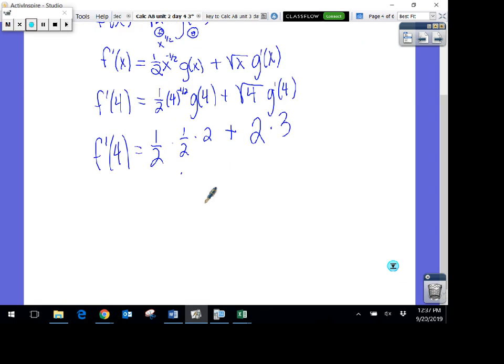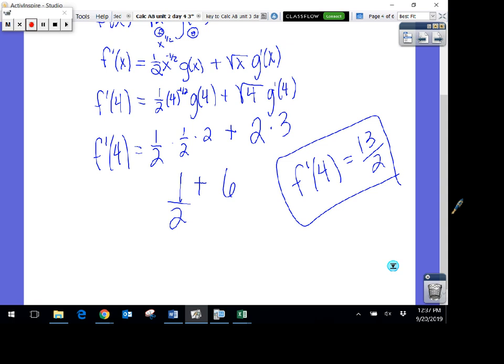So we end up with 1/2 plus 6. So f prime of 4 is 1/2 plus 12/2, 13 over 2.